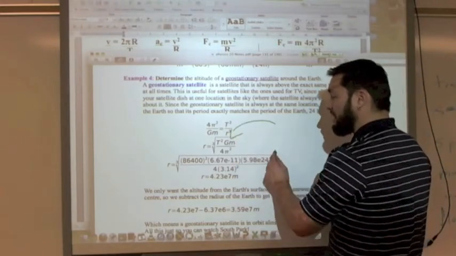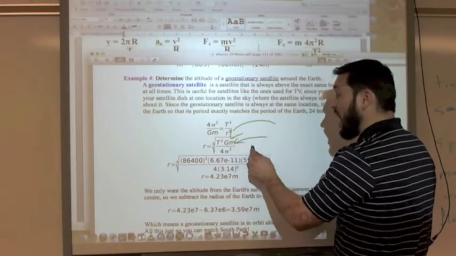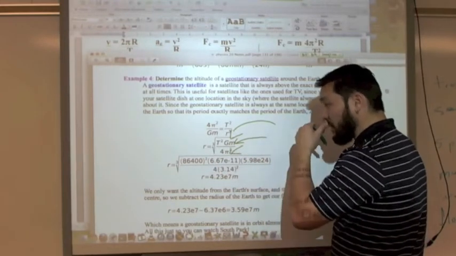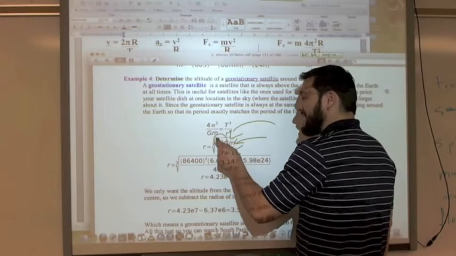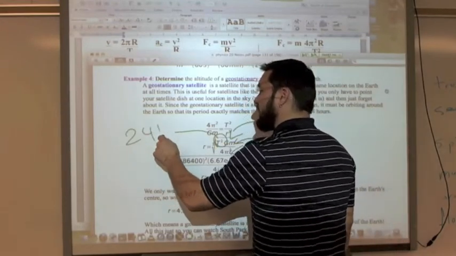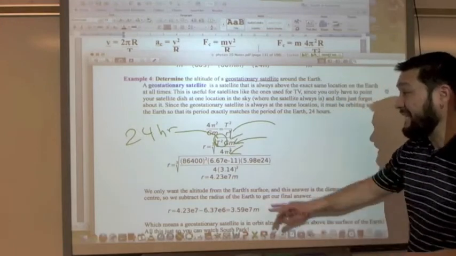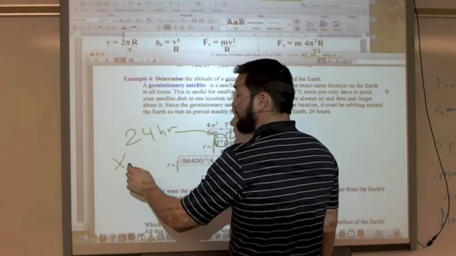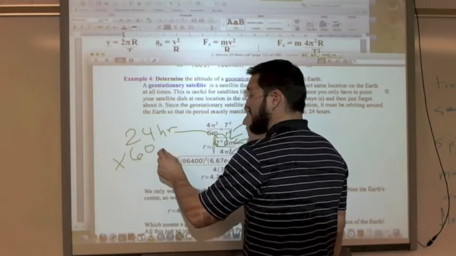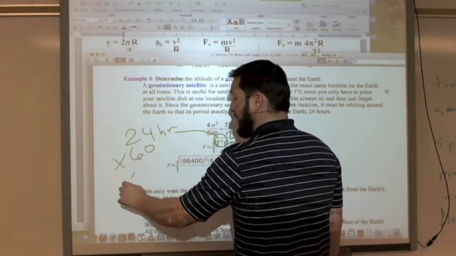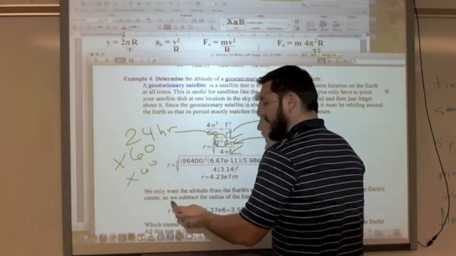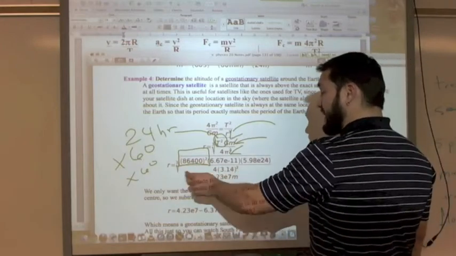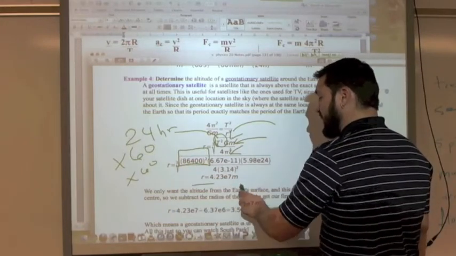Big G, universal gravitational constant, mass of the Earth, constant, 4 pi squared, pi is a constant, and we do the cube root. Now the one thing that we are missing is T. We do have T of 24 hours, but we've got to get that in seconds. So you basically got to multiply that by 60 to get minutes, and then multiply by 60 again to get seconds, which should work out to that magical number there. We do the math by simply multiplying through, and we end up with this number here.